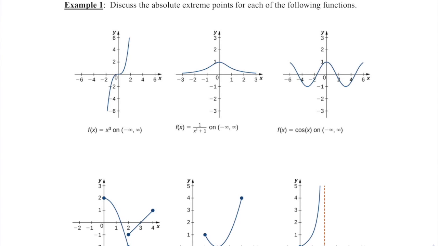So for the first function, x cubed, on the interval from negative infinity to infinity, what I can see here is that there's no highest point or lowest point. This graph would keep going down to the left and up to the right. So this has no absolute extreme points.